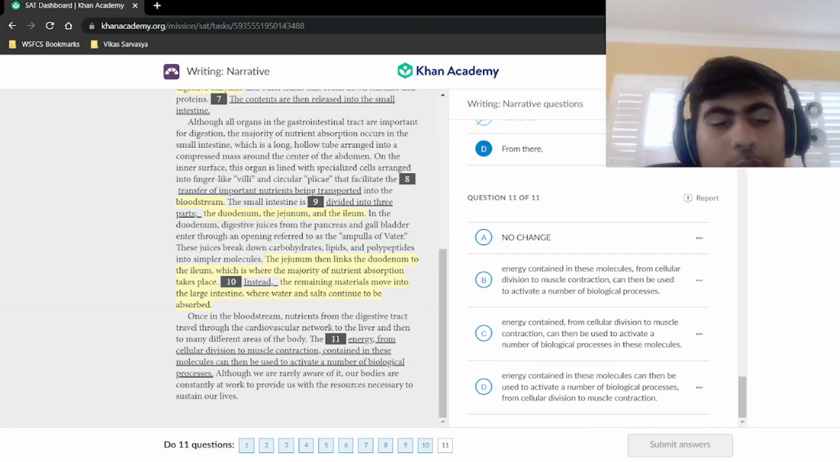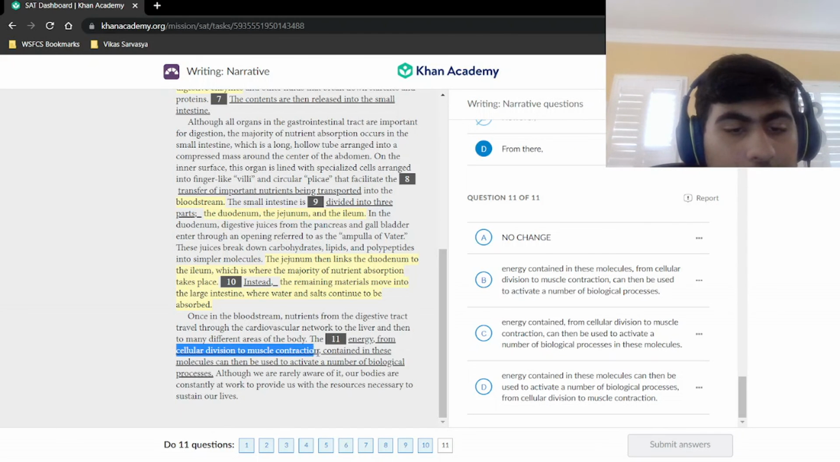Once in the bloodstream, nutrients from the digestive tract travel through the cardiovascular network to the liver and then to many different areas of the body. The energy from cellular division to muscle contraction contained in these molecules can then be used to activate a number of biological processes. Well, let's see.